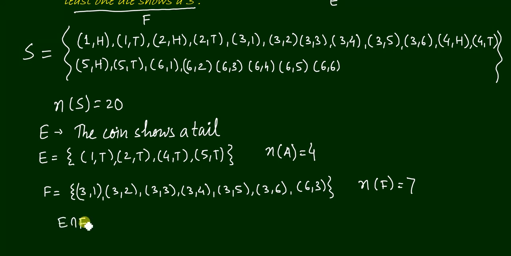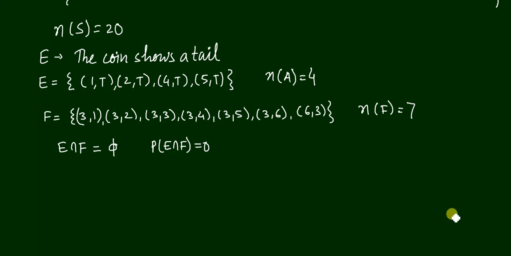Now what we require is E intersection F, because here we have to find the probability of E when F has already happened. So is there any element in E intersection F? No, there is no element. So the number of elements in E intersection F is 0, means the probability of E intersection F is 0, because there are no elements in E intersection F.